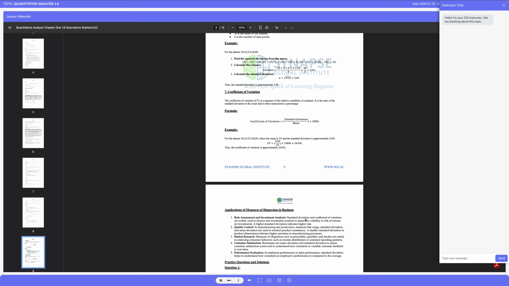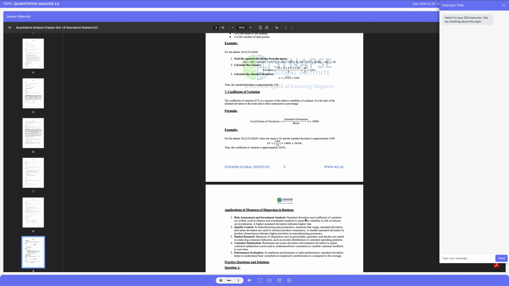This measure is particularly useful when comparing variability between datasets with different units or different average values. For example, if a dataset has a mean of 15 and a standard deviation of approximately 3.69, the coefficient of variation is calculated by dividing 3.69 by 15 and multiplying by 100, giving approximately 24.6%. This means that the standard deviation is about 24.6% of the mean.